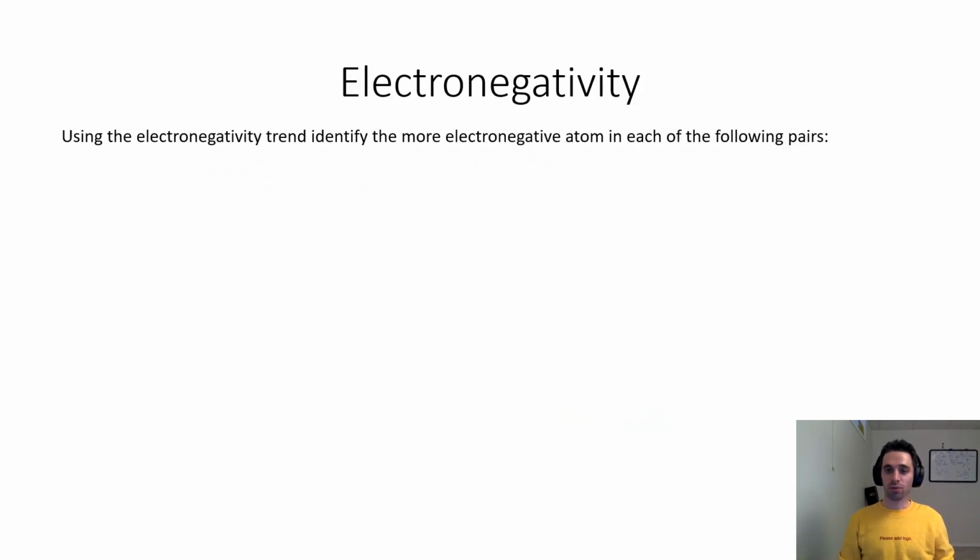In this slide, I want you to do the following homework problems. Using the electronegativity trend, identify the more electronegative atom in each of the following pairs: carbon or nitrogen, oxygen or fluorine, fluorine or chlorine, phosphorus or oxygen. Use a normal periodic table, not one that tells you electronegativity values, to make sure you understand how the trend works.